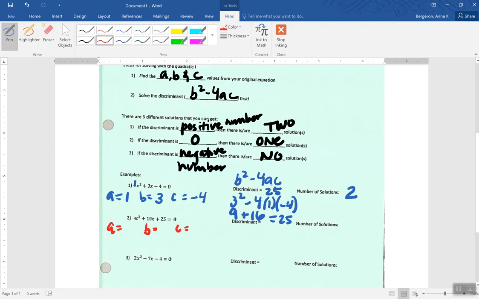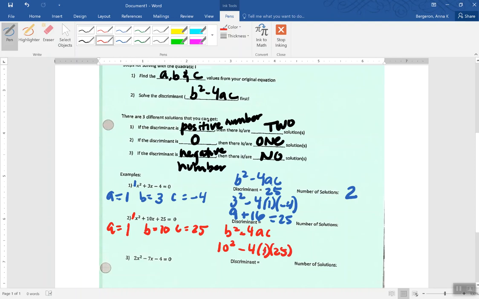In this case, remember that if there's no number in front of our x squared, or in front of any of our x's, it's always a 1. So a would be 1, b here is going to be 10, and c is 25. Then again, when I plug that into b squared minus 4ac, b is 10, so it's going to be 10 squared minus 4 times 1 times 25.